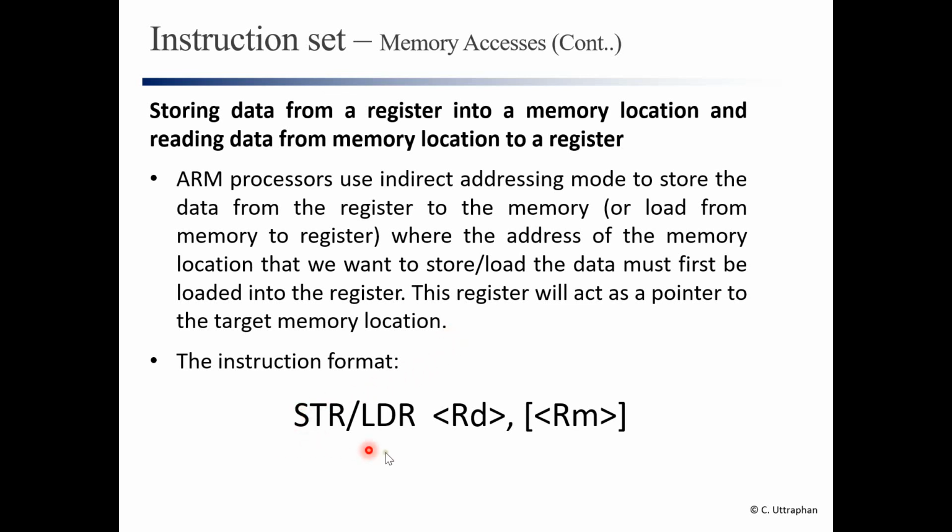The instruction format looks like this: STR for store, or LDR for load. For STR, Rd is the source operand, while for LDR, Rm now is the source operand. The square bracket indicates the indirect addressing mode. It means that the content of the register is not data, but the address that we want to access.